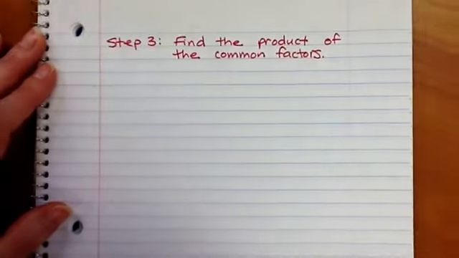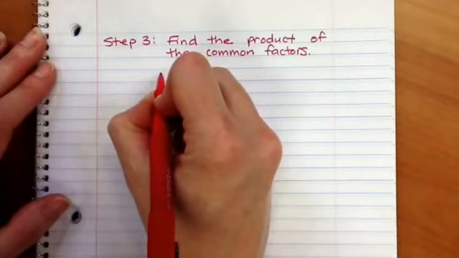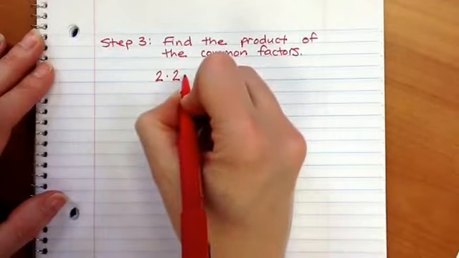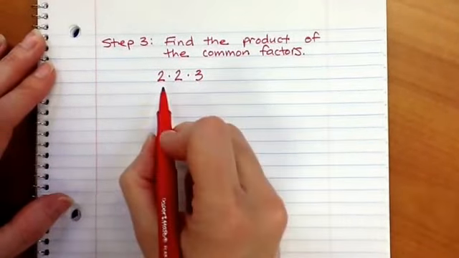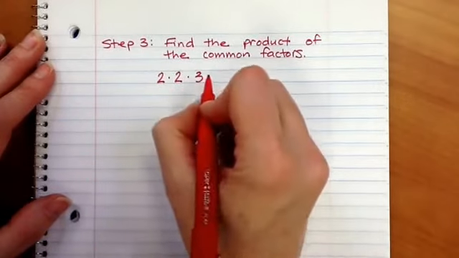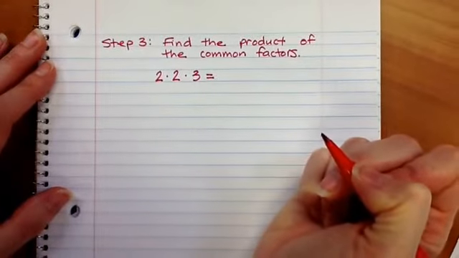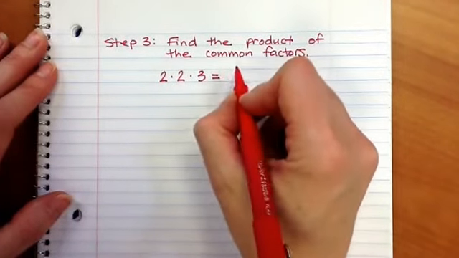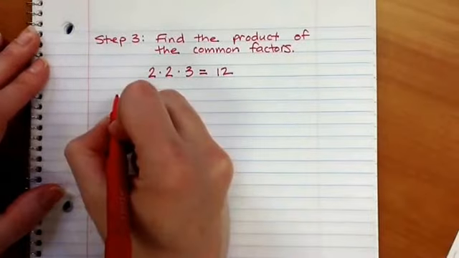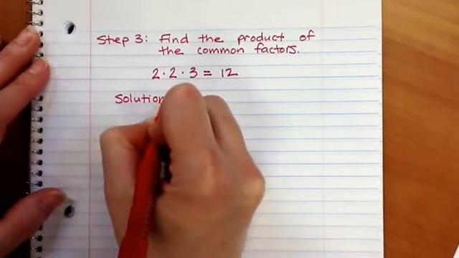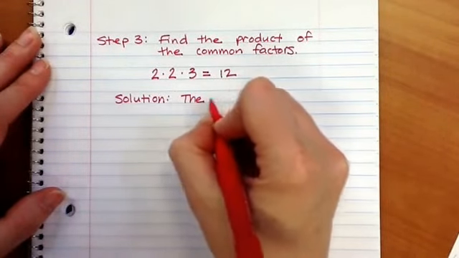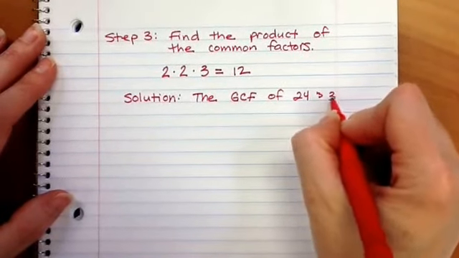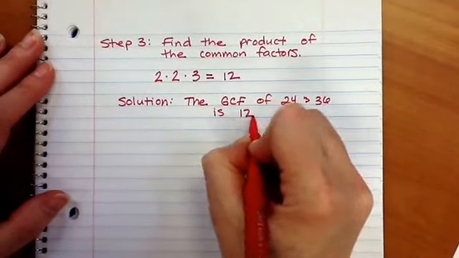So if I look back on my previous page, I would see that we had 2 in common, and then we also had another 2 in common, and then we had the 3 in common. So I get the equation 2 times 2 times 3 equals, and whatever it equals is going to be my greatest common factor. So 2 times 2 is 4, 4 times 3 is 12. Therefore, our solution is the GCF of 24 and 36 is 12.